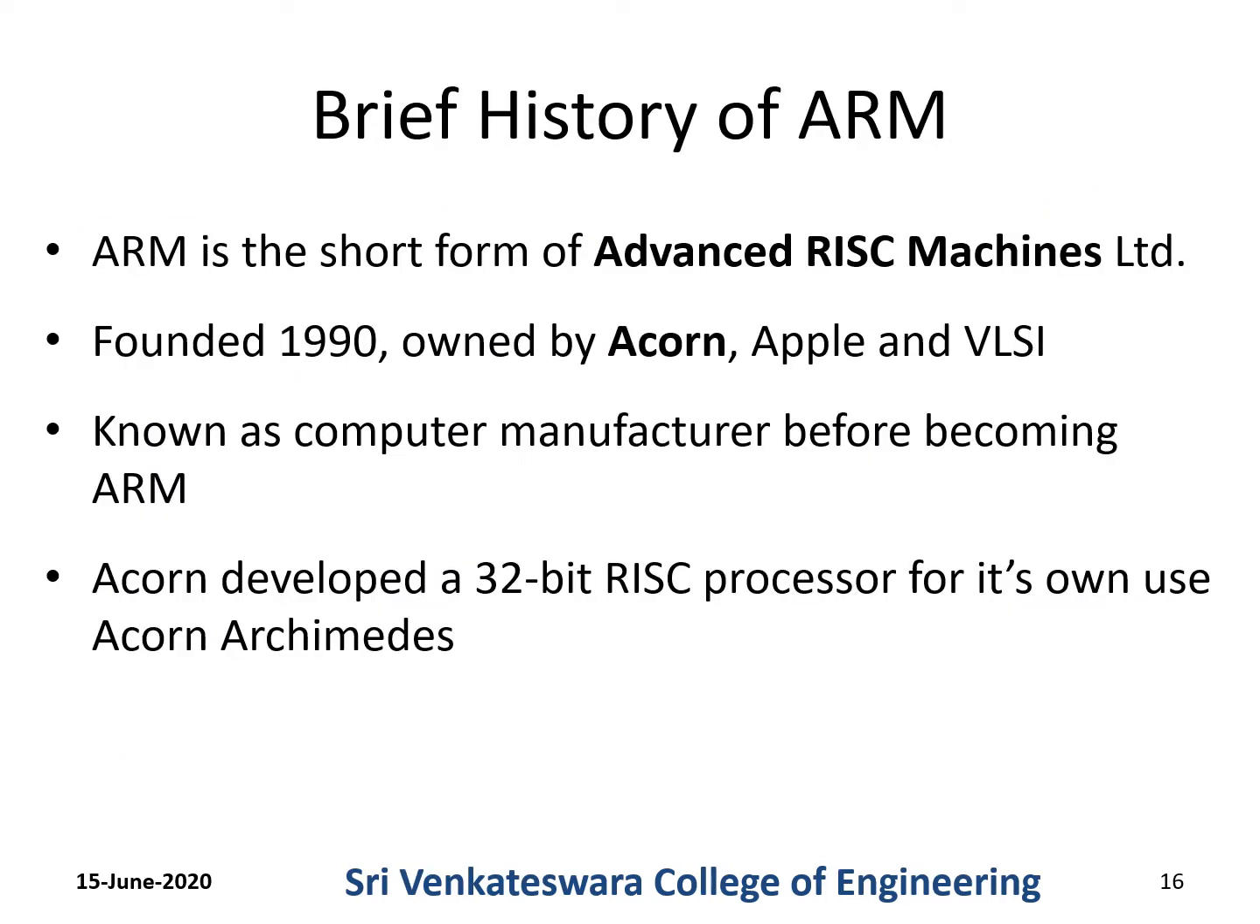Let us see a brief history of ARM. ARM is the short form of Advanced RISC Machines Limited, Advanced Reduced Instruction Set Computing Machines Limited. It was founded in 1990, owned by Acorn, followed by acquisition by companies like Apple and VLSI. Initially, Acorn was considered a computer manufacturing company. It developed 32-bit RISC processors for its own use.